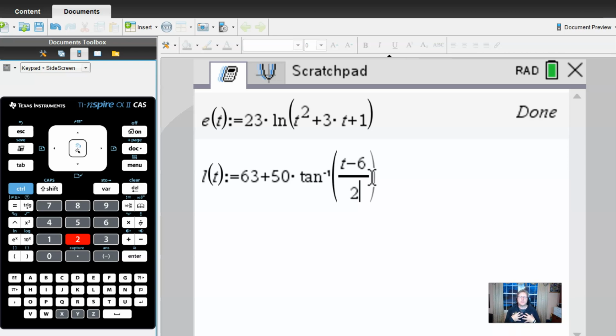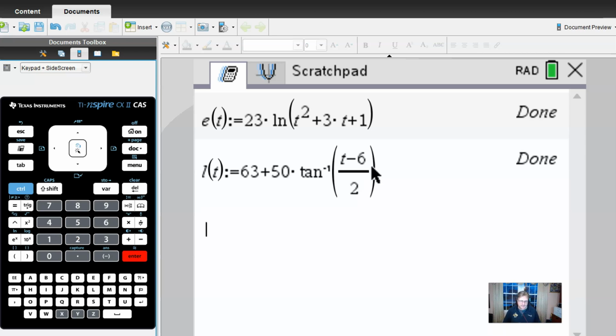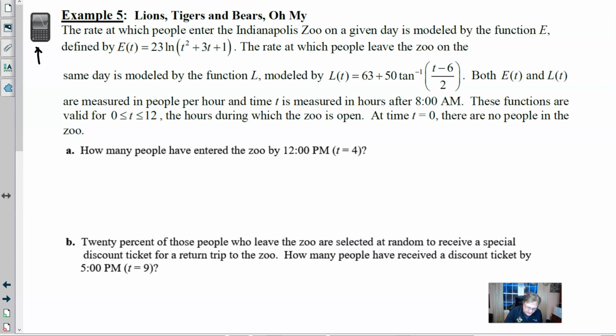Because as a reader, we really are going to have a hard time giving some partial credit for a bunch of functions that you had potentially entered incorrectly. So we have this guy. We're going to return back to our problem.